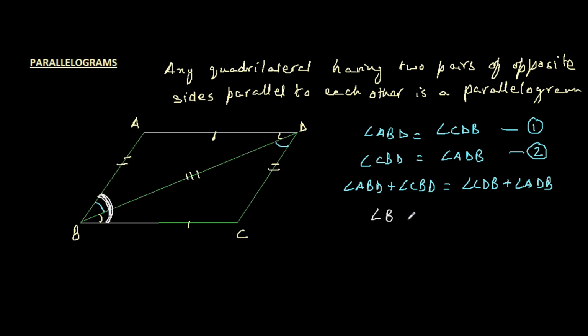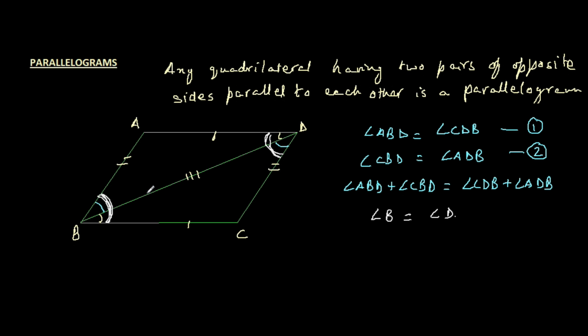So angle B is equal to angle CDB, which happens to be this angle here, plus angle ADB, which happens to be this angle here. So again we have this complete angle here, which is angle D. So we can say that angle B is equal to angle D, which are opposite angles in a parallelogram.